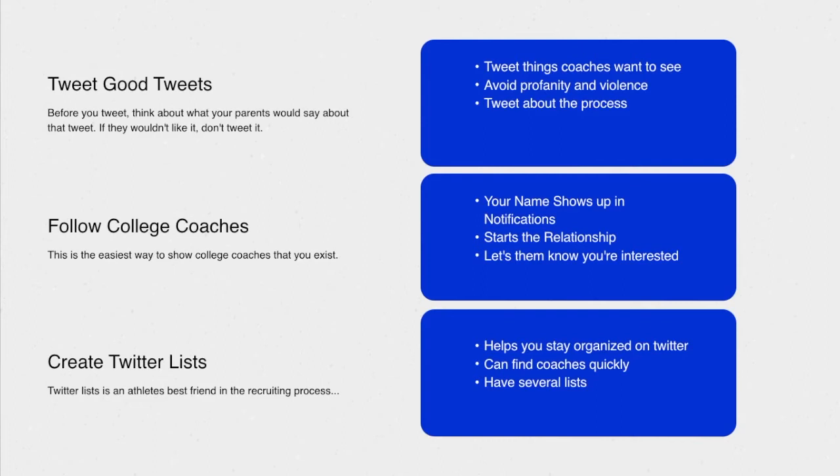So next, you want to create a Twitter list. Well, a few Twitter lists. So a Twitter list is like an athlete's best friend in a recruiting process. I was taught this kind of late, but man, it changes the game, and I'm going to show you how to do it here in a second. It really helps you stay organized on Twitter. It helps you find your coaches quickly, and you can have several lists. You can have as many as you want, I believe.